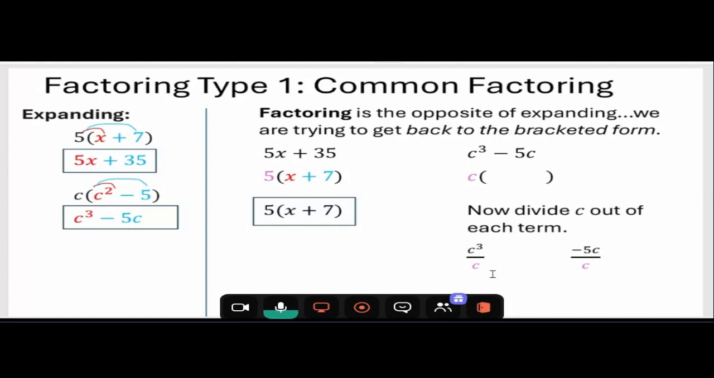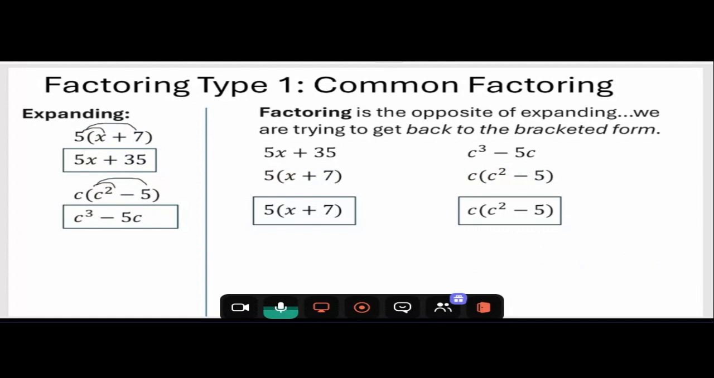And again, don't write it like this. You want to get practice just taking this step directly. C cubed, divide out a c, you're left with c squared. Negative 5c, divide out a c, you're left with negative 5. So we have a plus c squared and a minus 5. I don't need the plus in front of the c squared, so I don't bother to write it, but I know it's there. And once again, you see, we have gotten back to the original question.